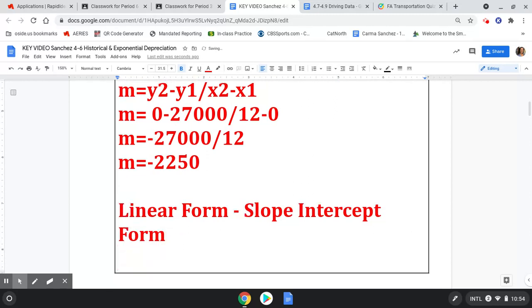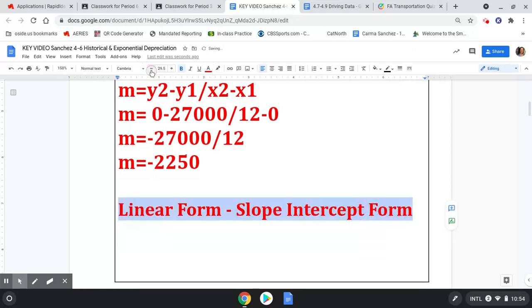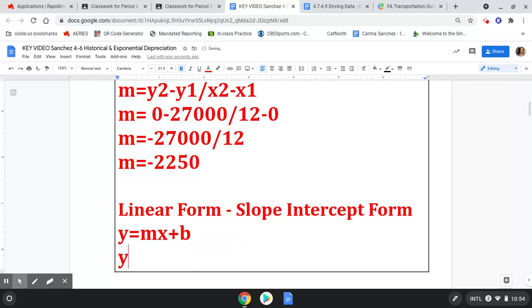Slope-intercept form that you guys learned back in Math 1 is y equals mx plus b. So I start with my slope, negative 2250 per year, and my beginning value, my y-intercept, is 27,000. And this would be the equation of the line of it depreciating steadily 2250 per year.